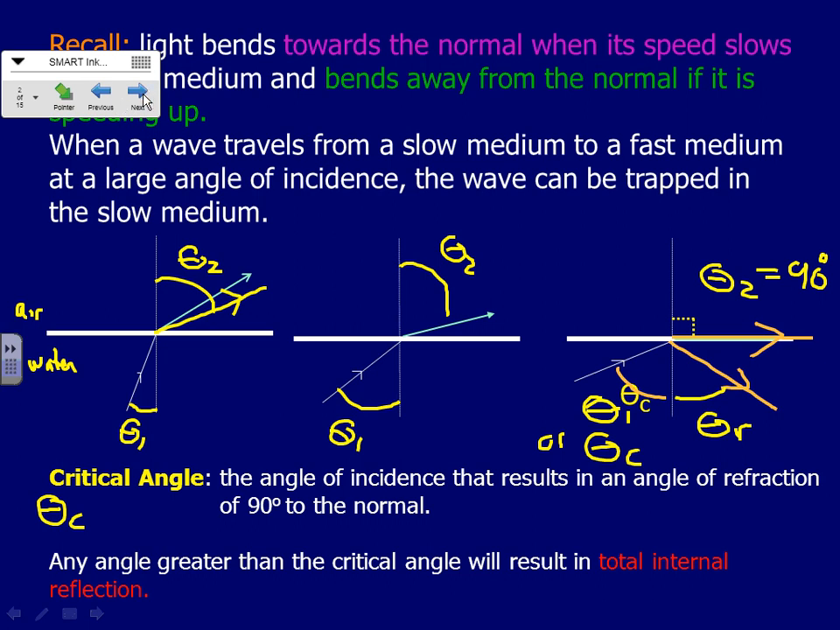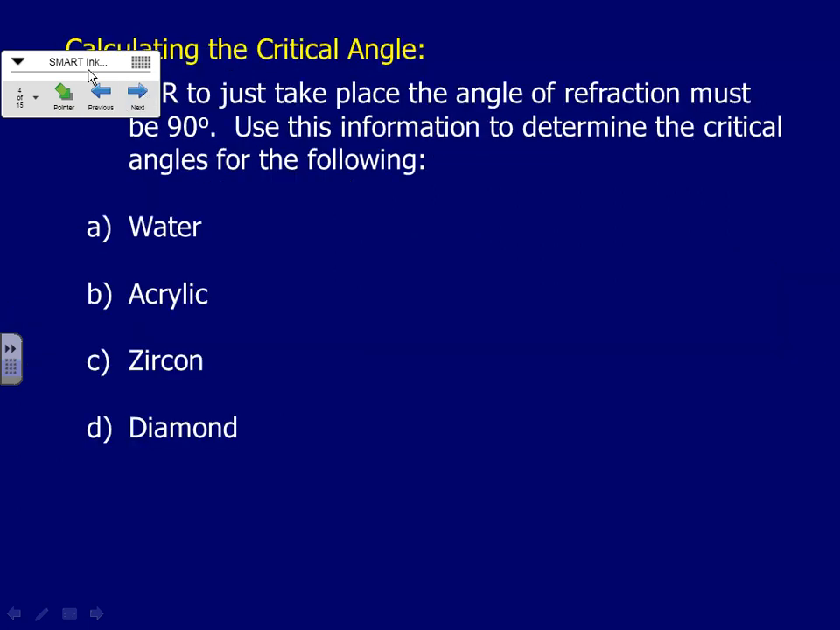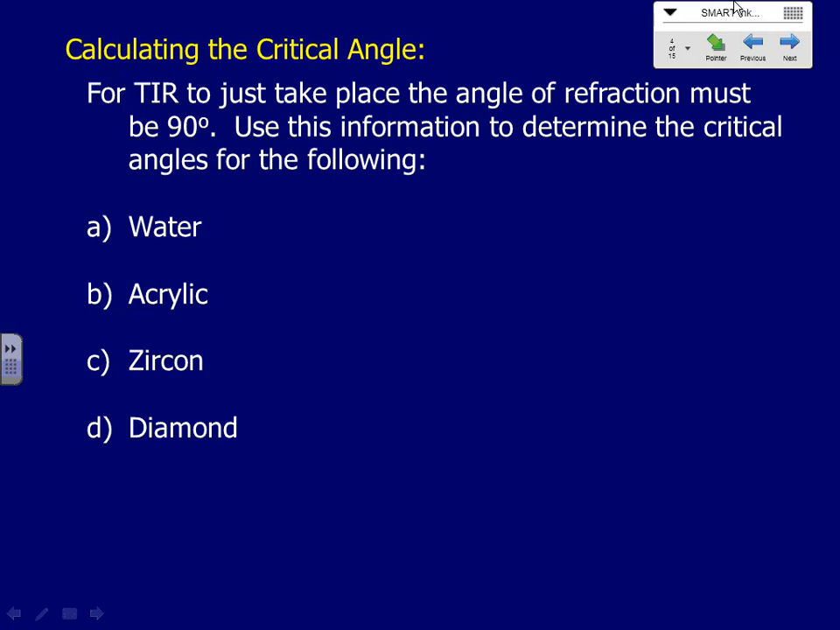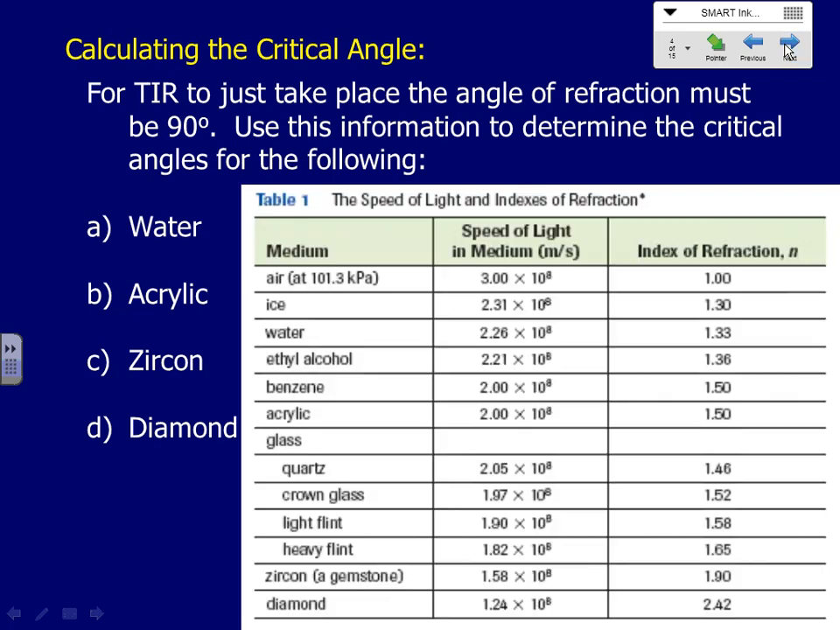Okay, let's calculate a few critical angles here. What is coming up here? All right. Calculating the critical angle. Now, in my next slides, I have all of these examples broken down into individuals. So just write down A, water, then I'm going to advance the slide and we'll calculate it.